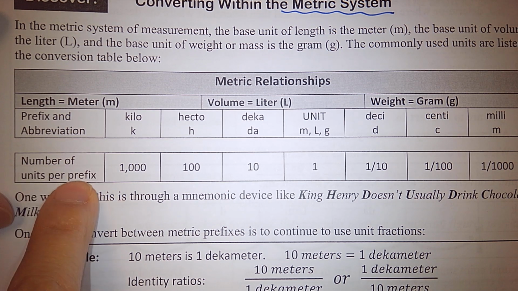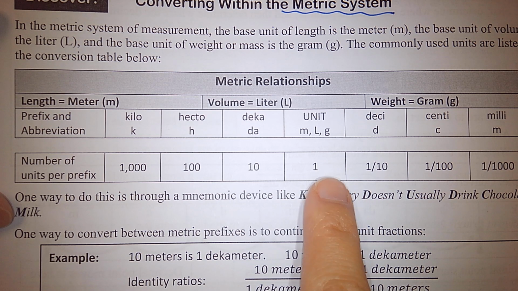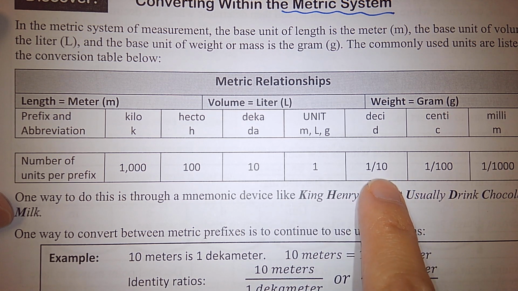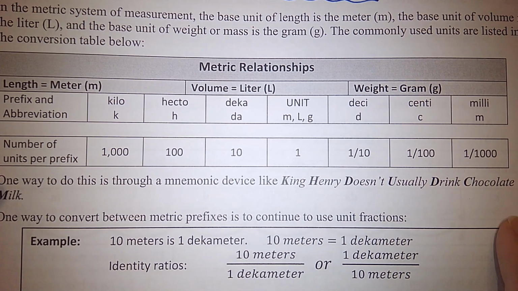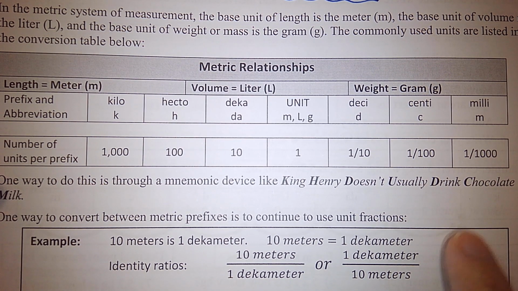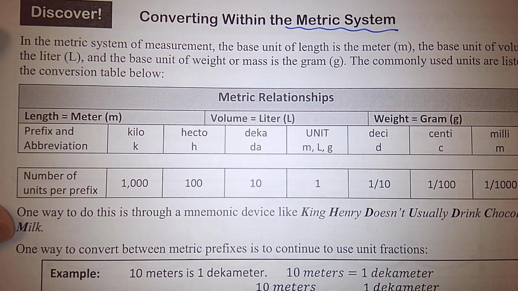Number of units per prefix: 1,000 for kilo, hecto is 100, deca is 10, unit is 1, deci is 1/10, centi is 1/100, and milli is 1/1,000. One way to do this is through a mnemonic device like King Henry doesn't usually drink chocolate. Okay, thanks.